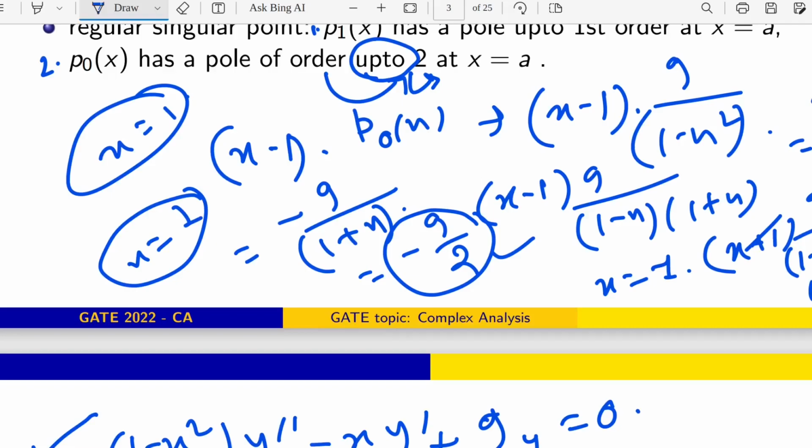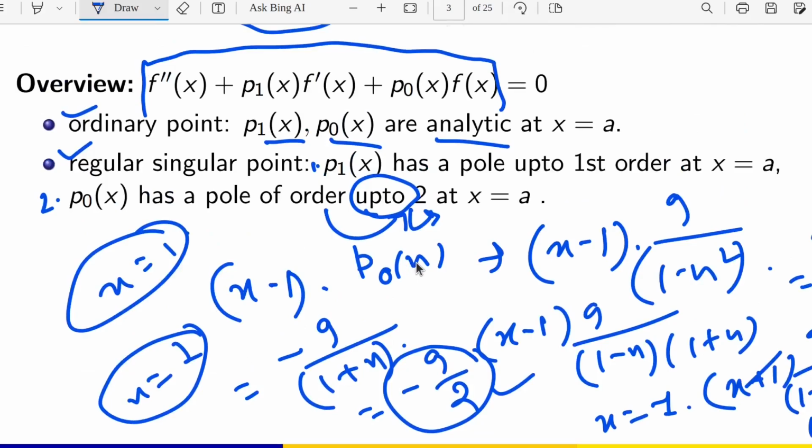So up to 2 means that it should satisfy the first order also. I mean, at most it can satisfy up to second order. For first order we can obviously do that, as I told you right now. Just do that and you can have a feeling that up to first order it is also giving the pole. So whether up to second order it is giving the pole or not, that is the main thing we have to check.